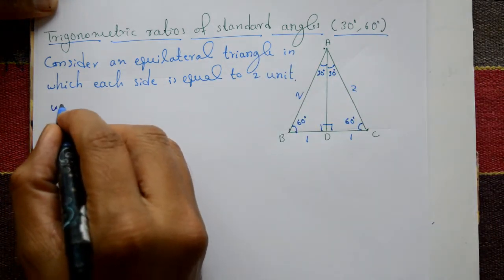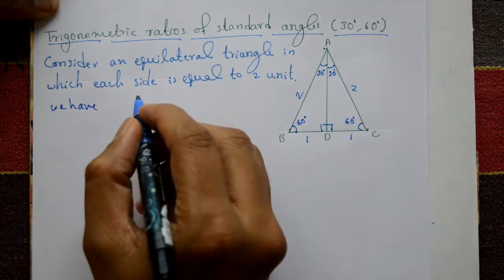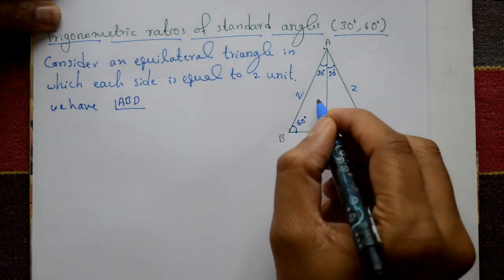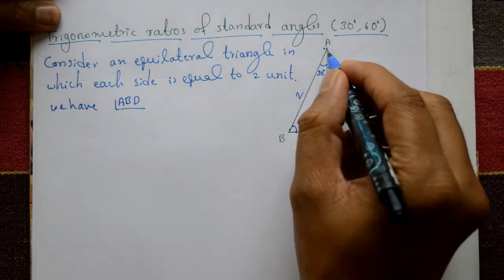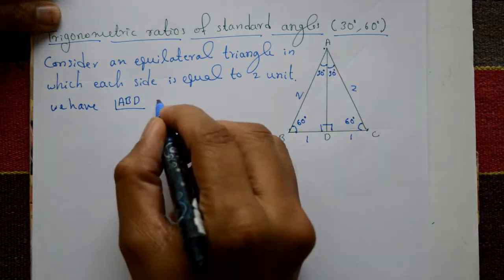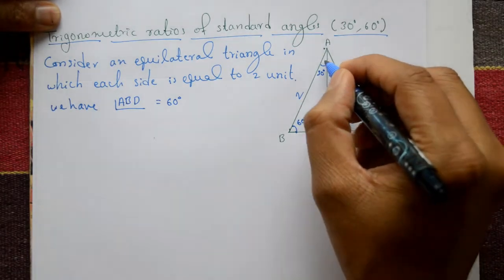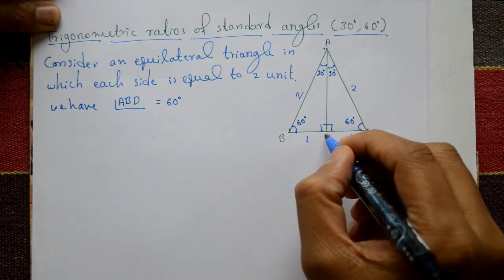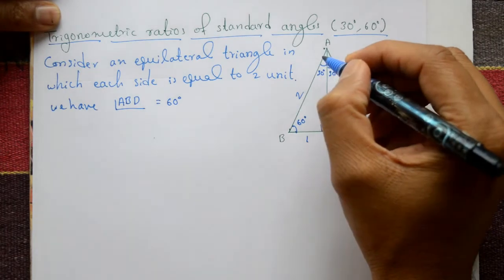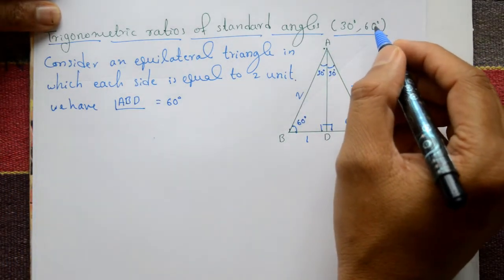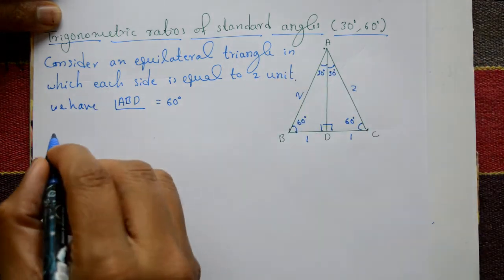Now we have angle ABD. Take any one triangle. ABD, this angle is 60 degree. With 60 degree, this is the opposite side, this is the adjacent side, and this is the hypotenuse. Now find sin 60, cos 60, all 6 trigonometric ratios.